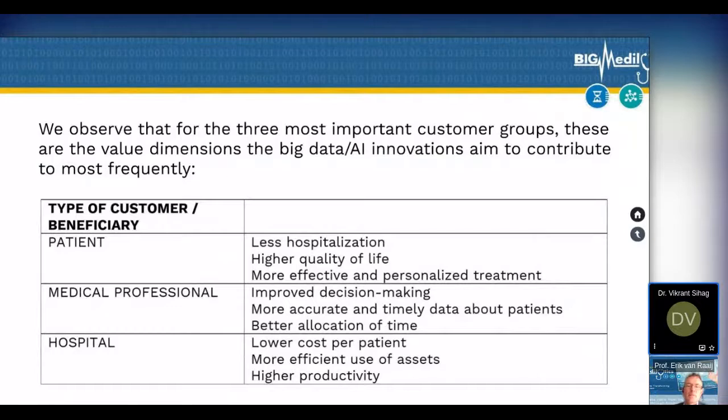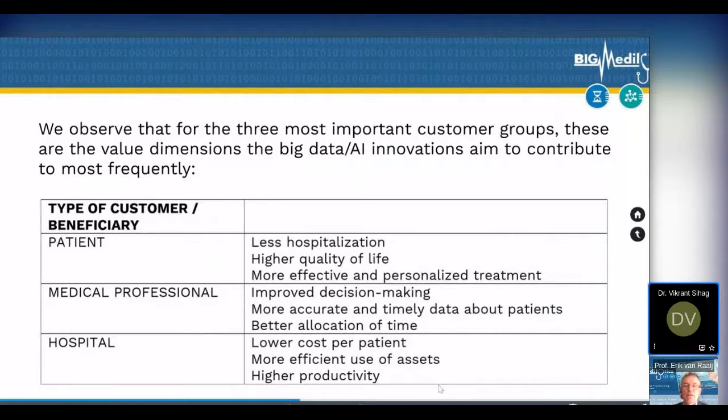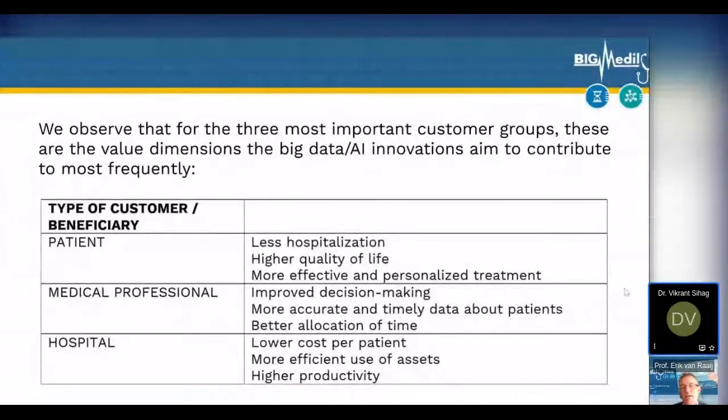medical professional. And when we talk about hospitals, we saw examples of lower cost per patient, more efficient use of assets, and higher productivity. So these are all examples of these value propositions that we have seen across the 12 pilots.